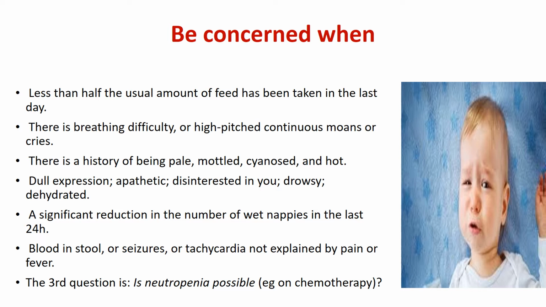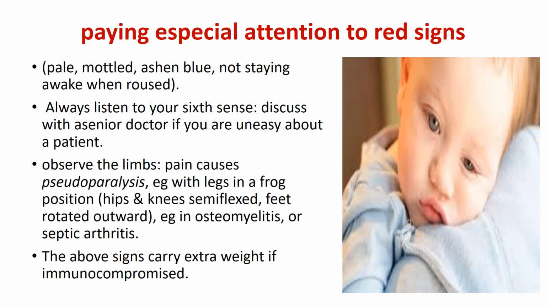The third question is: is neutropenia possible? For example, on chemotherapy. Use a traffic light way, paying especial attention to red signs: pale, mottled, ashen, blue, not staying awake when roused. Beware inappropriately normal vital signs. Always listen to your sixth sense. Discuss with a senior doctor if you are uneasy about a patient.